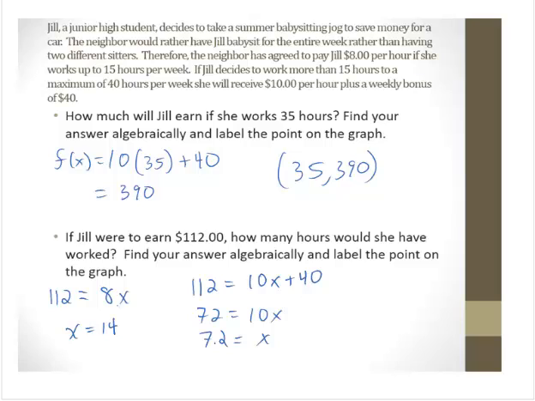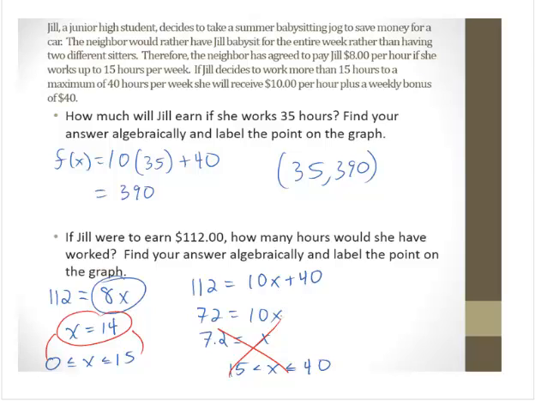Now, remember the first rule, the 8x, was defined for 0 is less than or equal to x is less than or equal to 15. And 14 fits in here, right? 14 fits in here. The second rule was defined for 15 is less than x is less than or equal to 40. And 7.2 does not fit in there. So that can't happen. So she would have worked 14 hours.